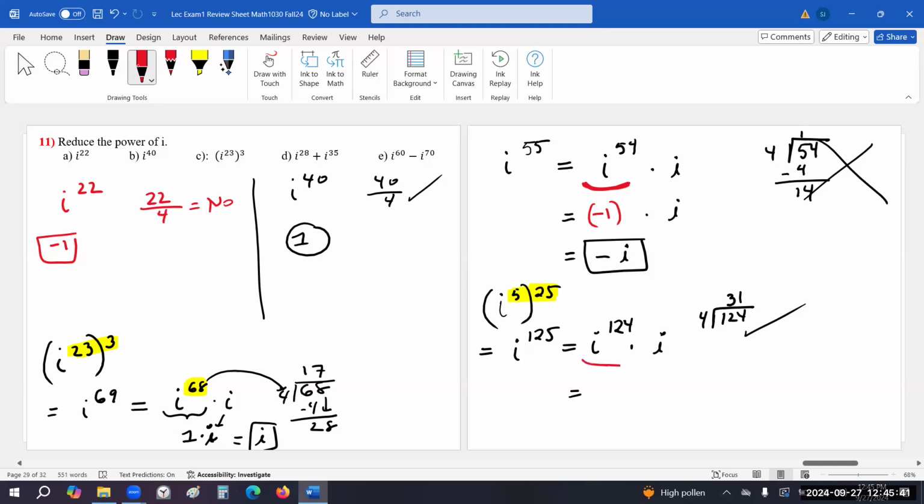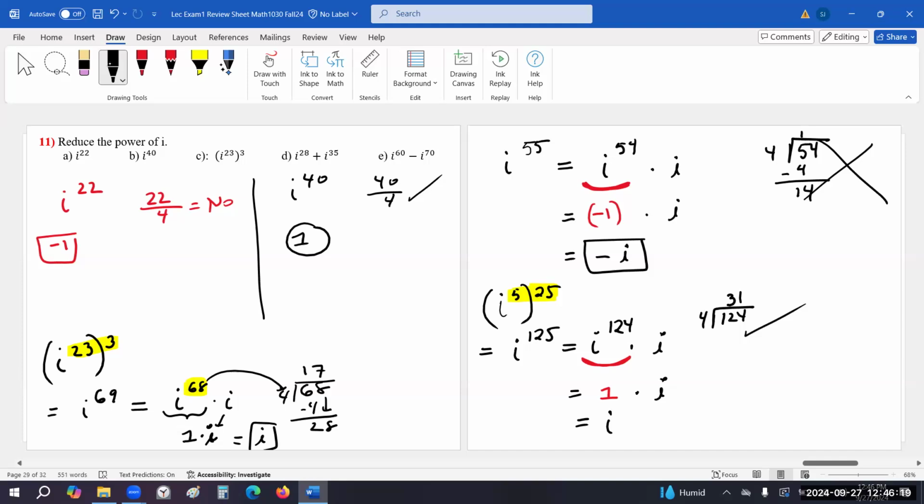Since we can divide our power by 4, what is this portion? How much is this? 1. And we have the times i. What is 1 times i? i. The rule says if you can divide the power by 4, then say 1. It's a rule. If you cannot, the answer is -1.